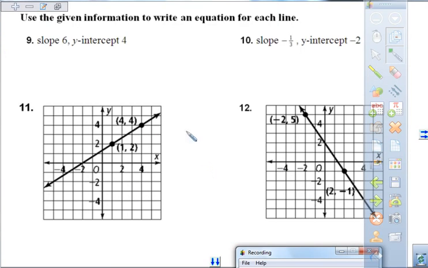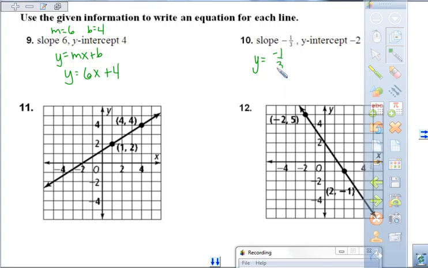Here's one of the other skills we need to remember from Algebra 1. Use the given information to write an equation for each line. So number 9, m is 6, and our y-intercept is 4. So we're just writing in y equals mx plus b. So we get y equals 6x plus 4. Number 10, same idea. y equals -1/3 x minus 2.